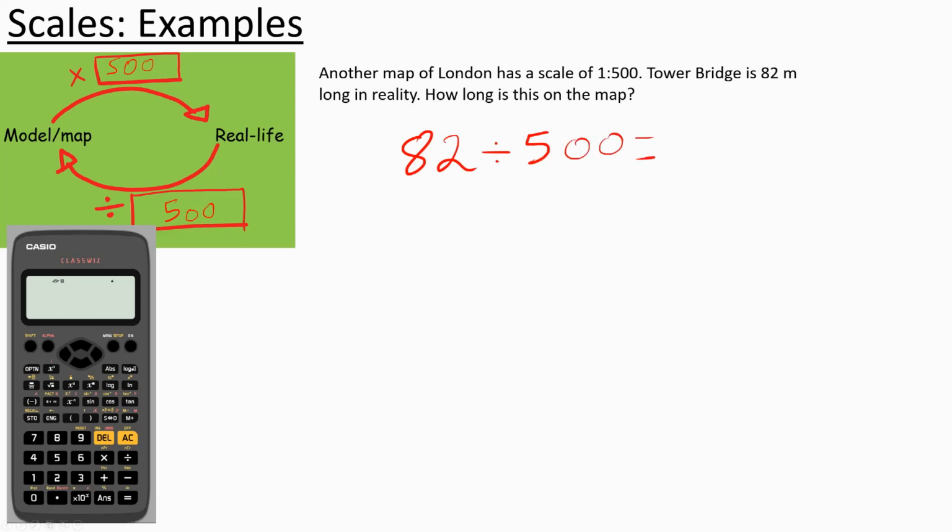So again, you probably have a calculator for this, and if I put that in, you're going to get 0.164. So we have 0.164, and this is still in meters. So practically, we would probably change this into centimeters by timesing by 100, which would give you 16.4 centimeters. So on the map, it would be 16.4 centimeters.